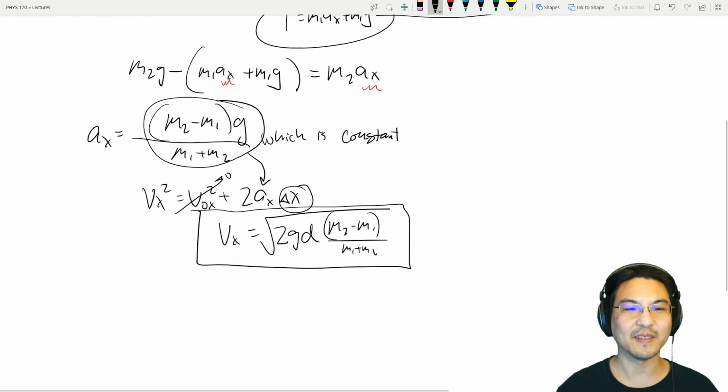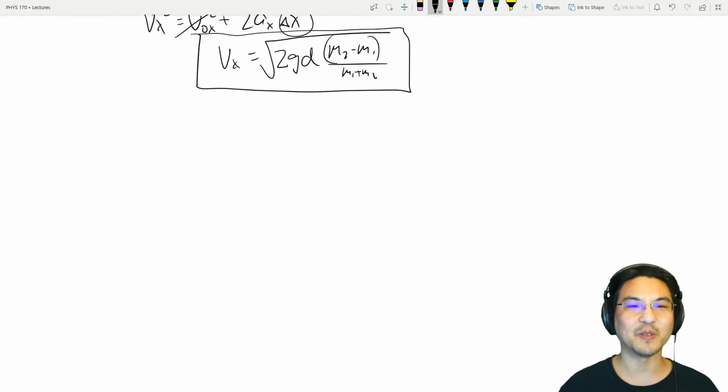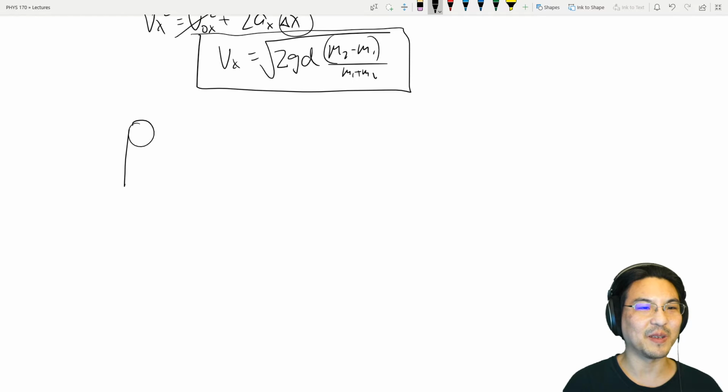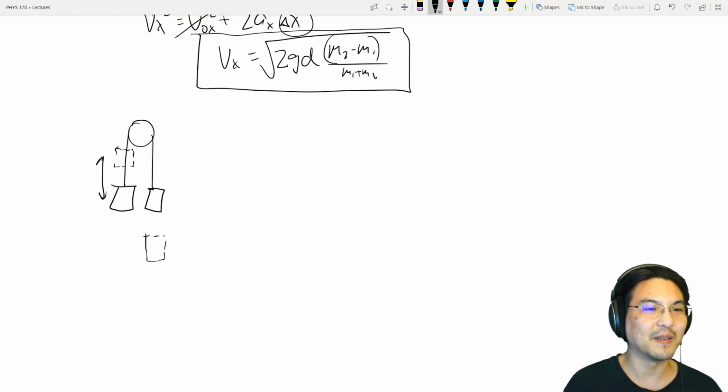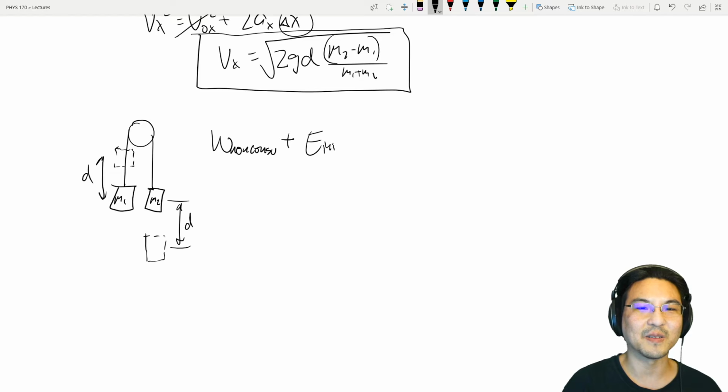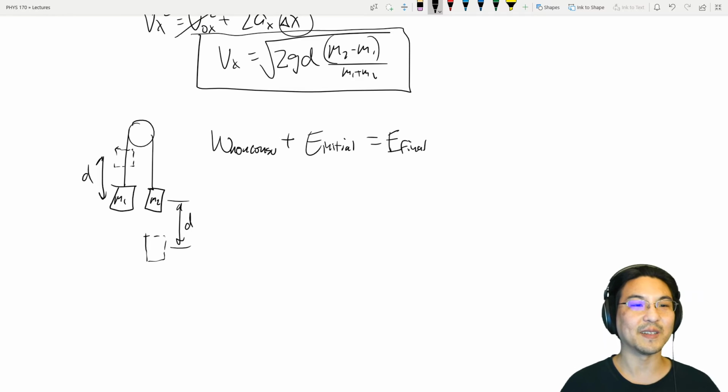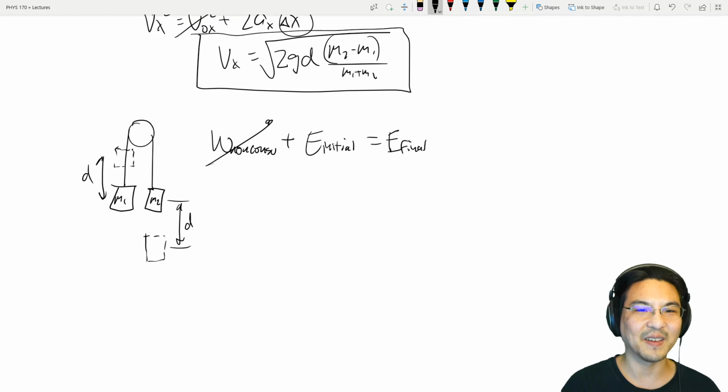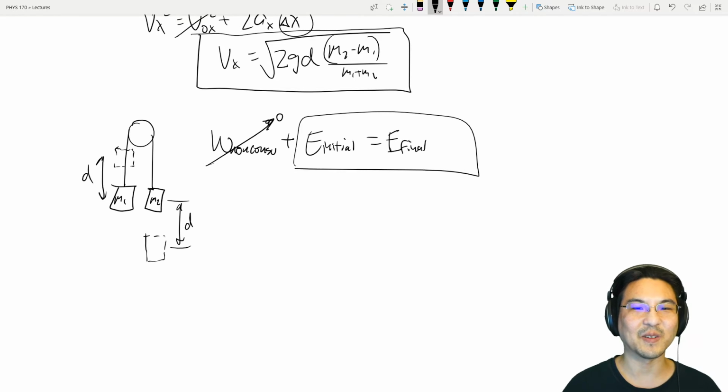Okay, let's do the same problem using the work-energy method. So same problem. This block goes up here. This block goes down here, some distance d. Work by non-conservative forces plus initial equals final. There's no friction. Let's ignore the friction in the bearing of the pulley. So that work is 0, and energy is conserved.